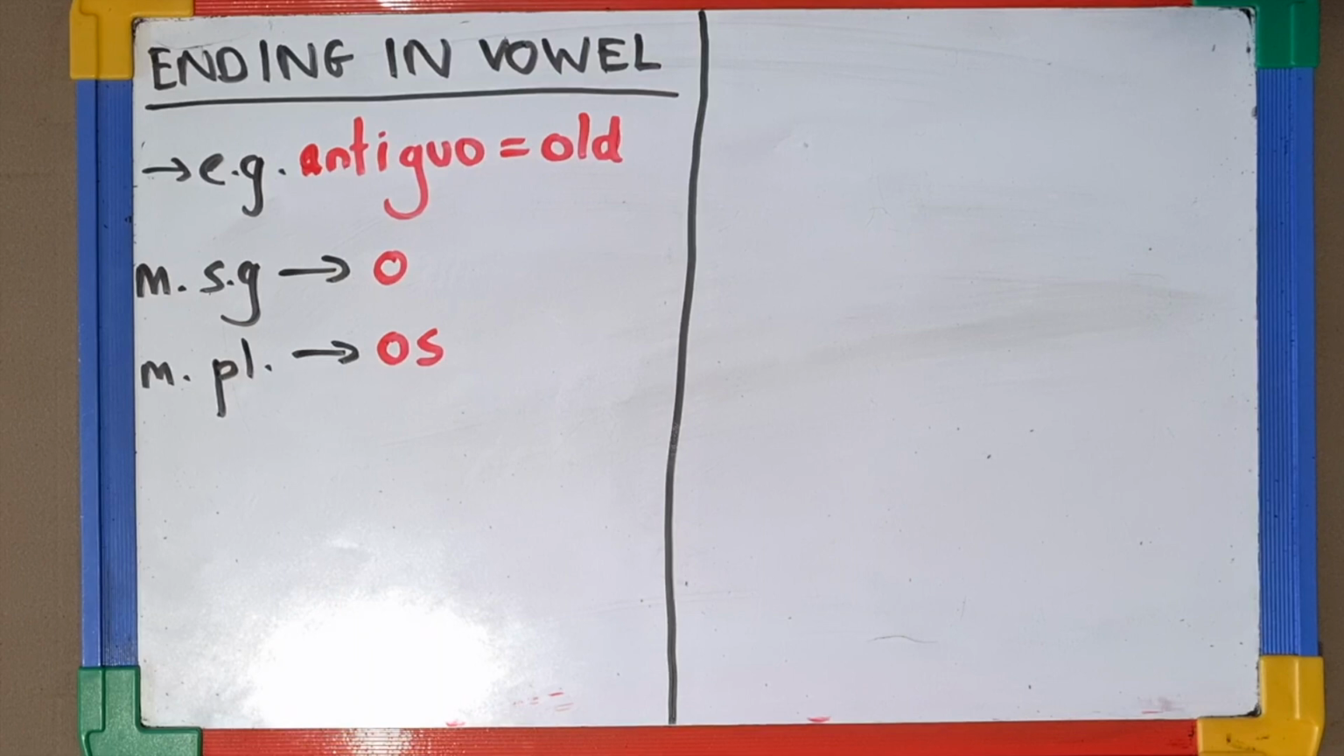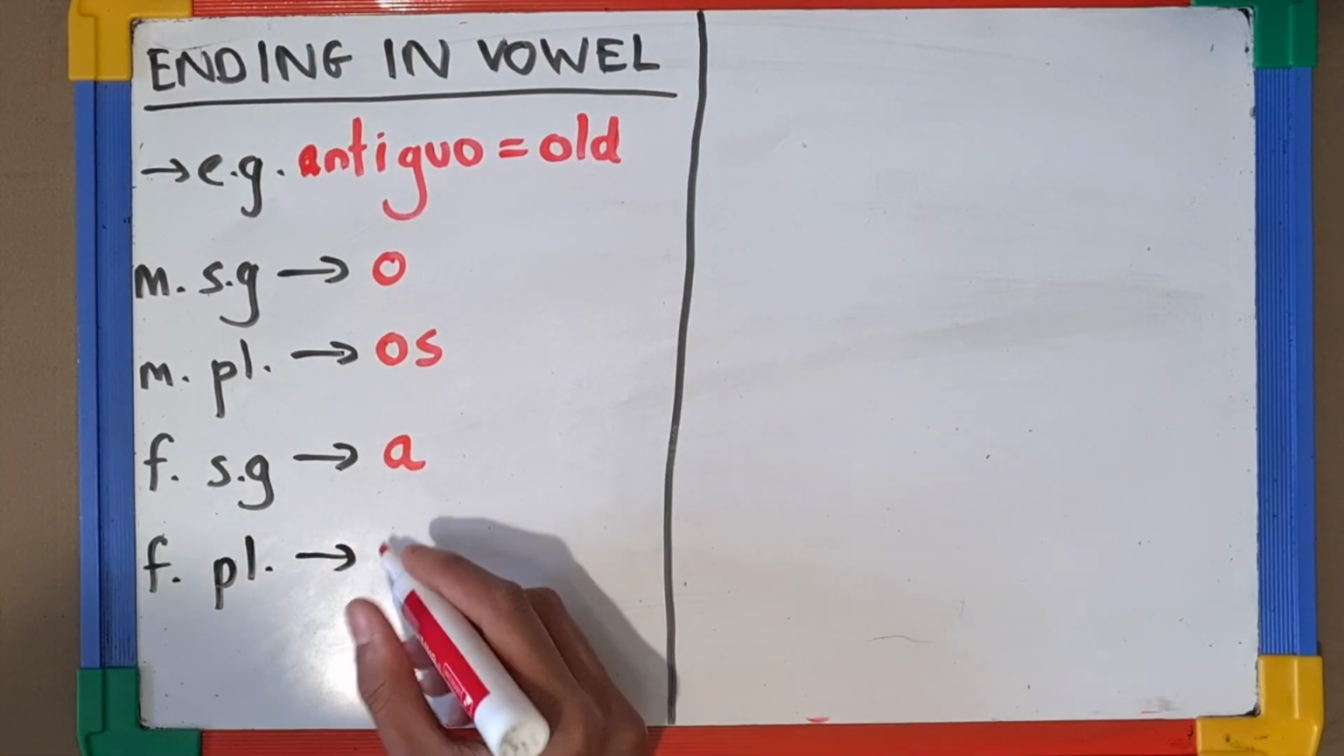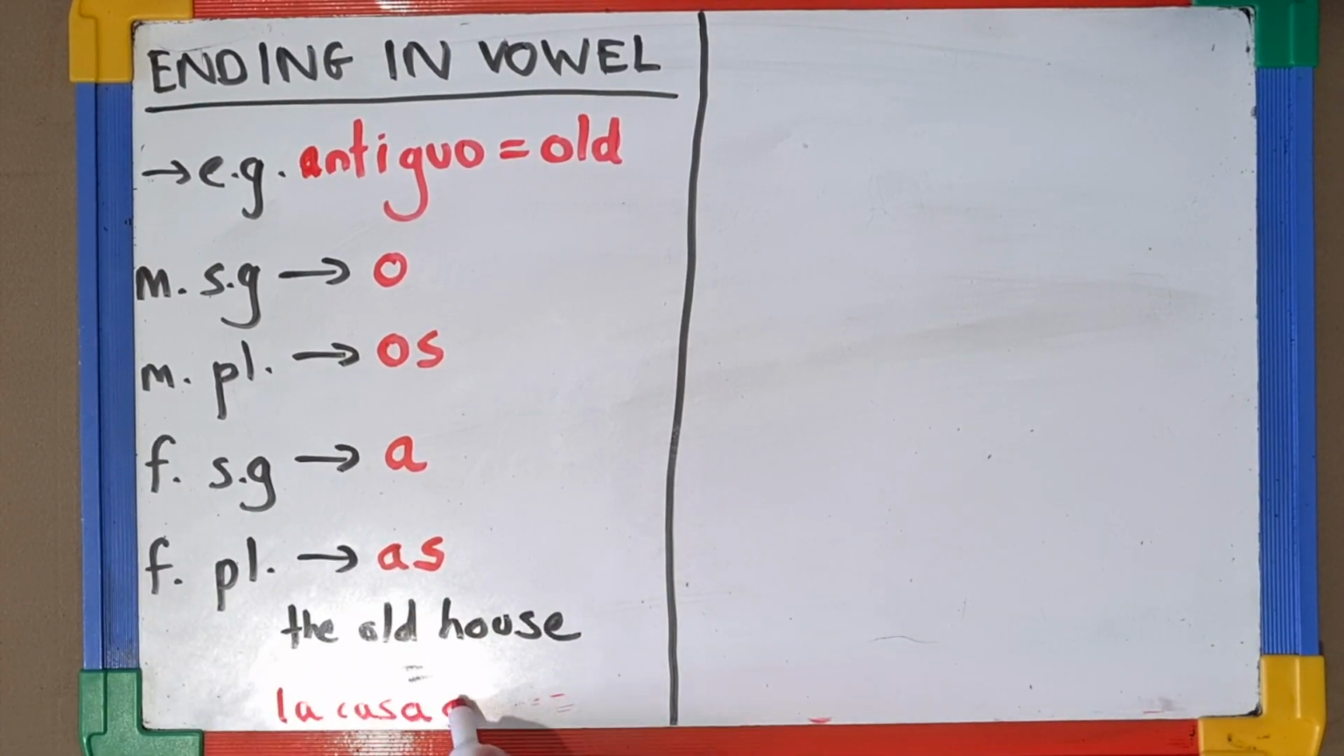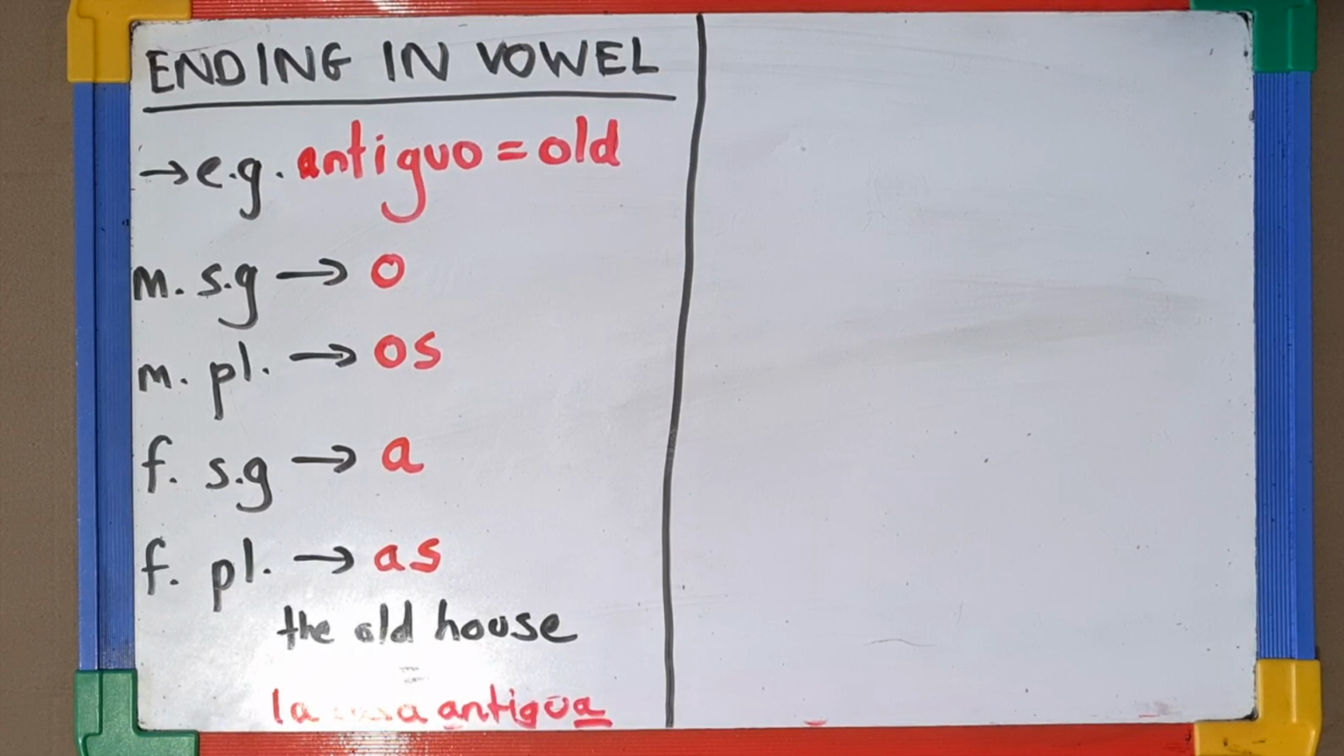If this adjective is describing a feminine singular noun, it should end in a, i.e. antigua. If this adjective is describing a feminine plural noun, it should end in as, i.e. antiguas. Let's look at an example of a phrase. The old house in Spanish would be la casa antigua. One more time. The old house would be la casa antigua.